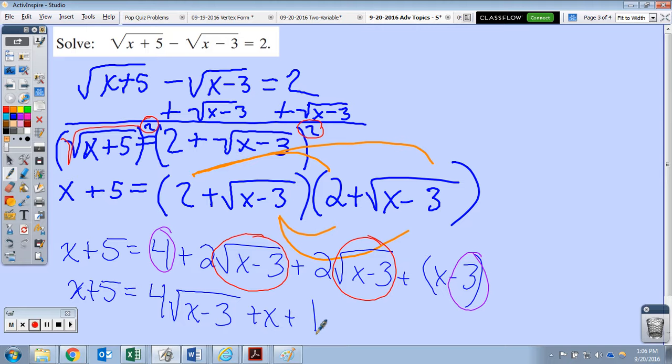Yes, you can drop the parentheses. The parentheses doesn't affect anything. So you just did the 4 minus 3. So we continue this. I'm going to have x plus 5 is equal to, I'm just going to write the same thing over here.